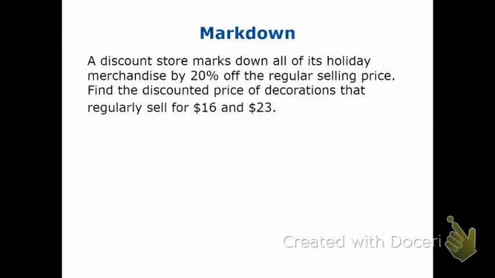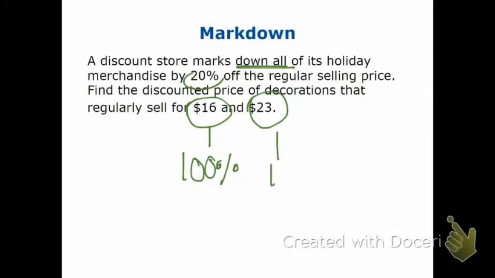Let's take a look at the next example. A discount store marks down all of its holiday merchandise by 20%. By the fact that it's marking it down, the store is doing what? They're giving a discount of 20%. Find the discounted price of the decorations that they regularly sell for $16 and $23. Well, remember, 16 is 100% of the price, and 23 is 100% of the price. Both of these items are now less than that. They're decreased by 20%, which means both of these items are now being sold for 80% of the price.